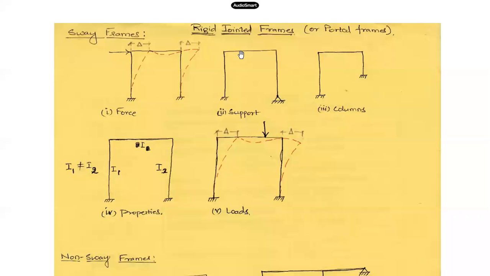You will not find relative rotation. Members are allowed to rotate, but whatever rotation occurs in one of the members, the same you will observe in all other members which are connected at that joint. That is what a rigid jointed frame is.